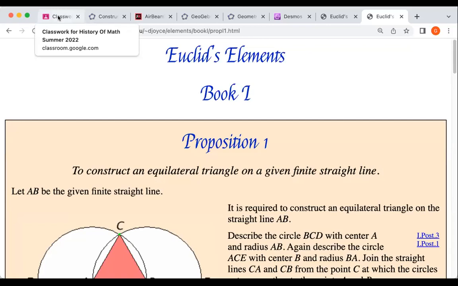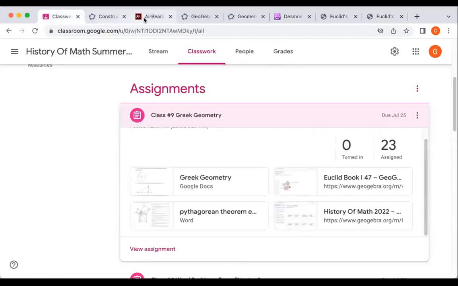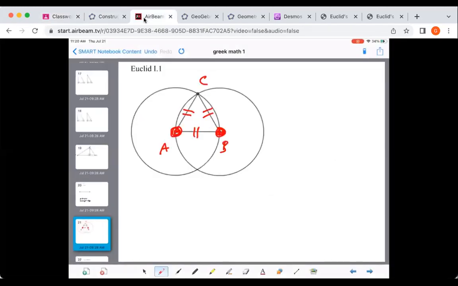Now, you might wonder, why does he start with that? Well, there's two reasons. It's the one thing he can construct, and eventually he constructs more and more complicated things.